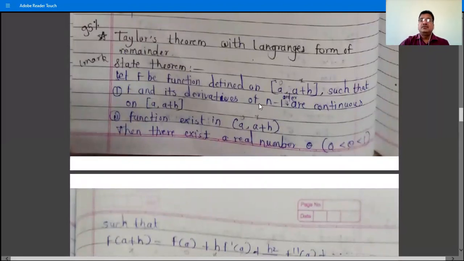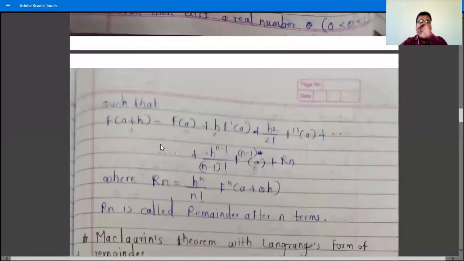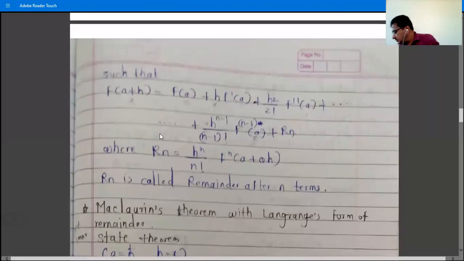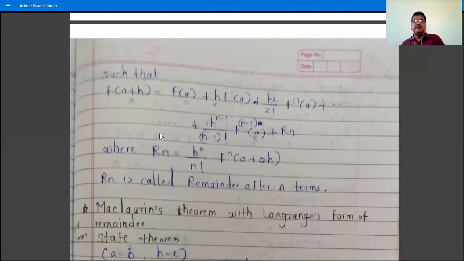So f of a plus h. So write a as 0 and h as x.